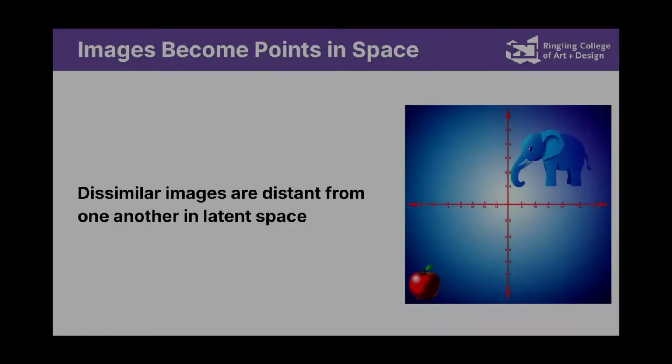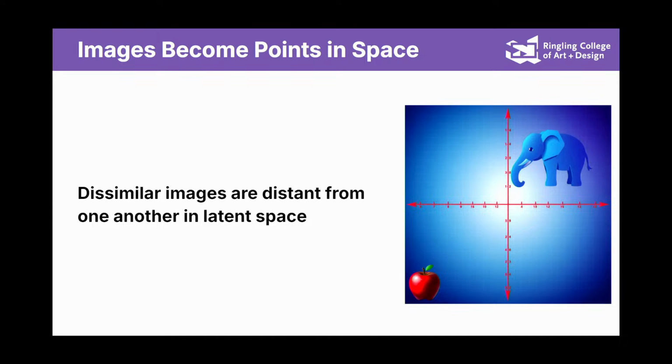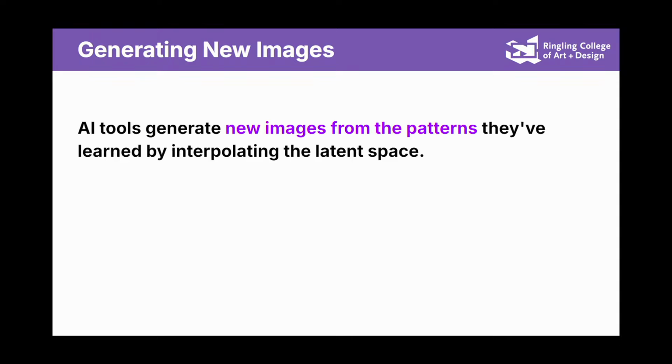All right. And so, the opposite is true. Dissimilar objects are far away from each other in space. And so there is this mathematical relationship that can be expressed in multidimensional geometry that you can do math on. And so the elephant and the apple are far away, but when you're generating new images, when you type into one of these tools, give me a picture of this, what's going on?